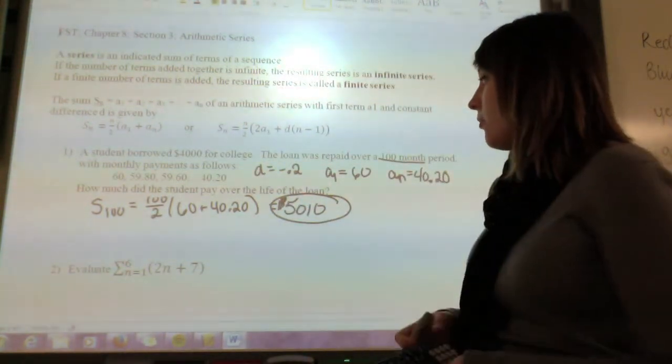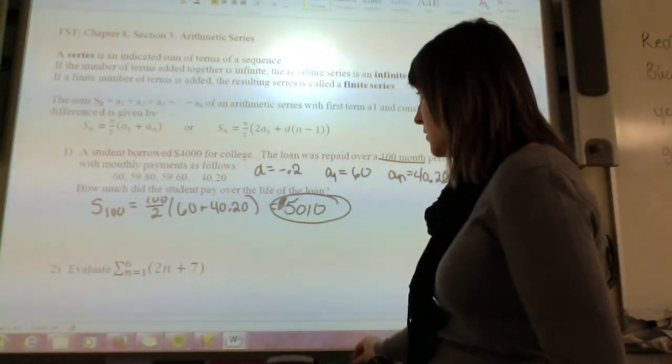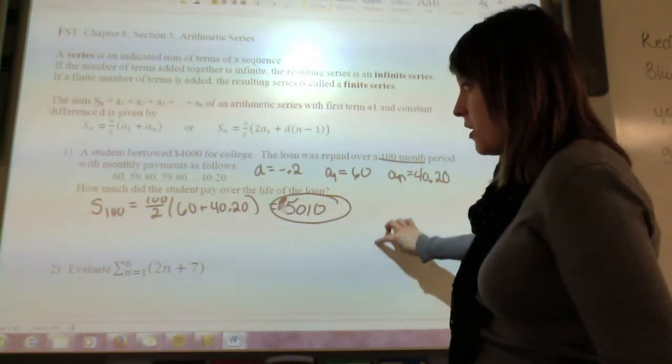So the loan was $5,010. That's how much the student had to pay over the life of the loan.